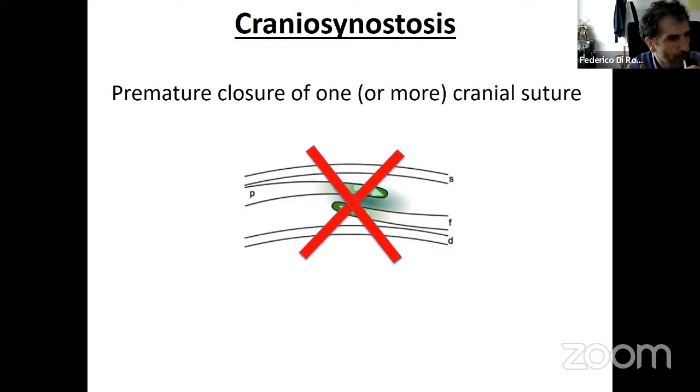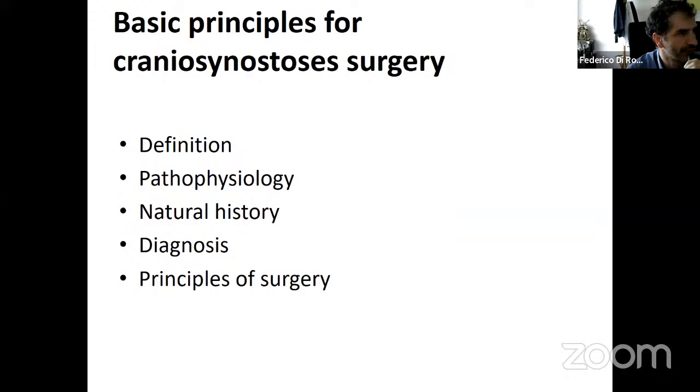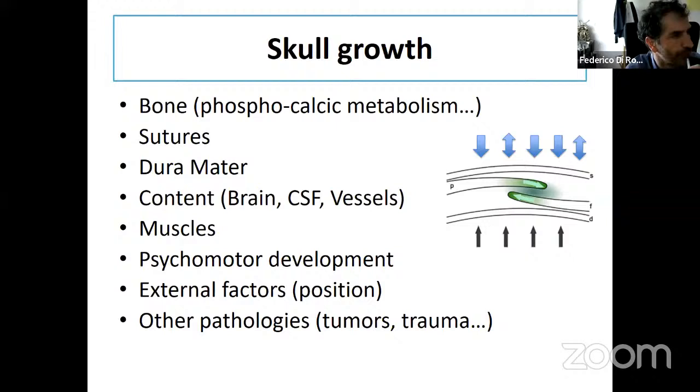The suture is, we could say, the joint between two cranial bones. And when it's closed, you will have a problem, as you saw, in the growth and shape of the skull. So what is the pathophysiology of this growth of the skull? Actually, skull growth needs not only the suture, it also needs a bone with normal metabolism. It needs a growing brain and a competent dura mater.